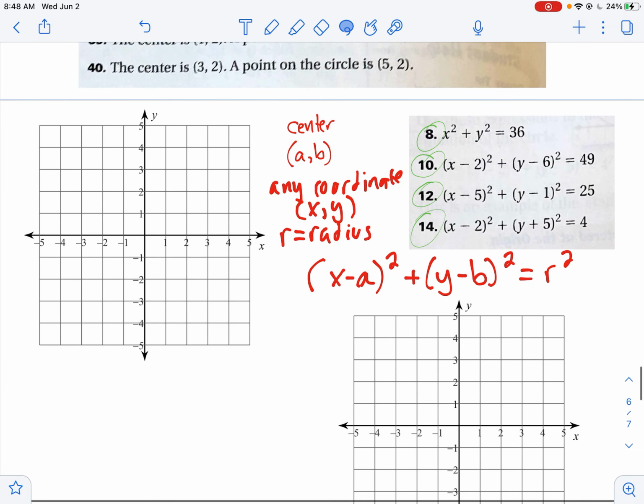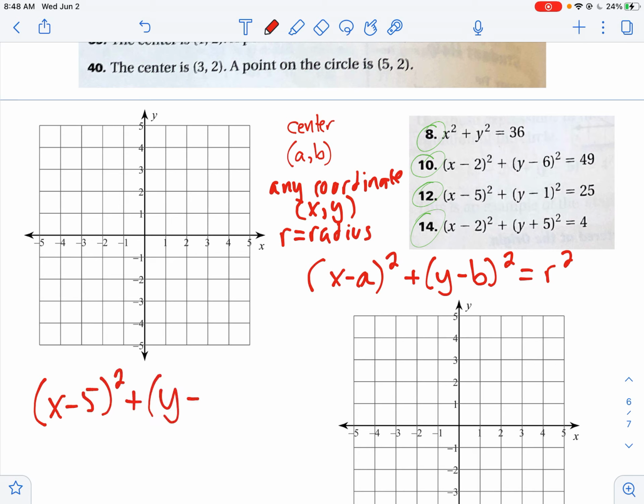So we're going to try an equation or two just to give you some perspective on how to graph these. We're going to use number 12 here. So let's take a look at number 12. I'm going to rewrite it. (x minus 5) squared plus (y minus 1) squared equals 25.